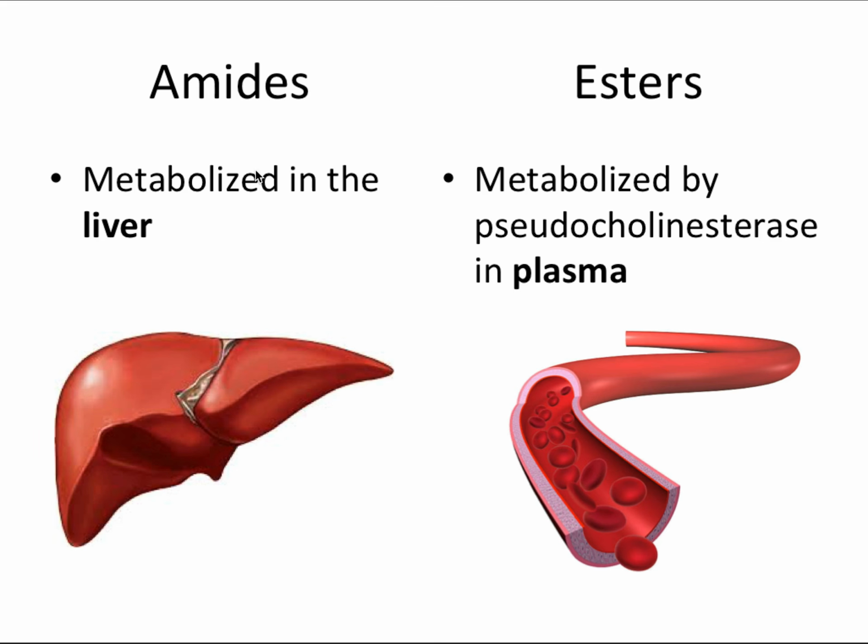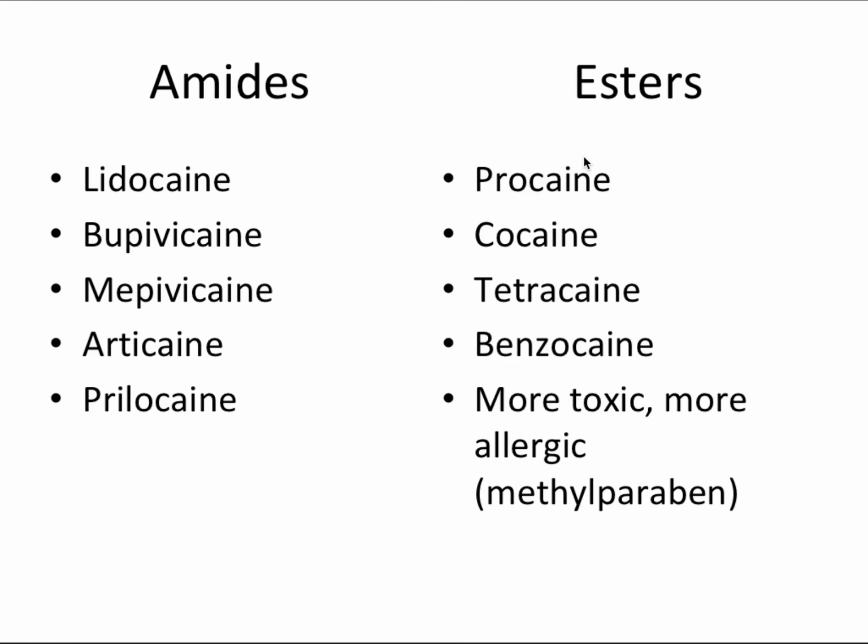So here are our main 2 categories. We have the amides, which are metabolized in the liver, and we have esters that are metabolized by this enzyme called pseudocholinesterase in the blood plasma. So these 2 categories are extremely important to remember and to distinguish from each other. So amides liver, esters plasma.